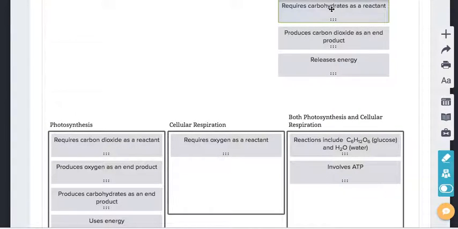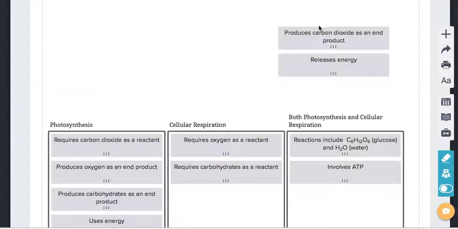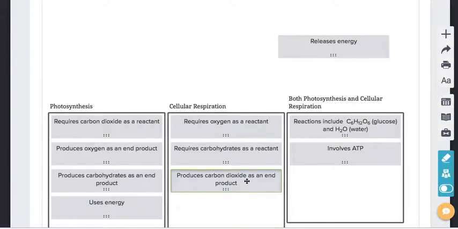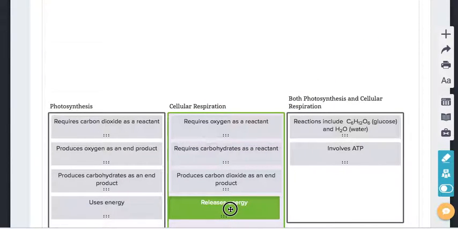Okay, requires carbs. Which one requires carbs as its food? It is Carl the cat, who requires carbs, like some kind of food source. Produces carbon dioxide. Yep, Carl the cat is also producing carbon dioxide. And releases energy. Yep, when Carl the cat is breaking down those carbs, that's releasing energy.